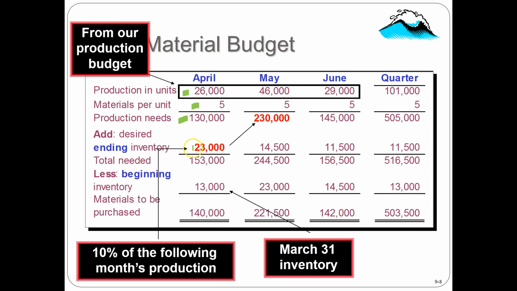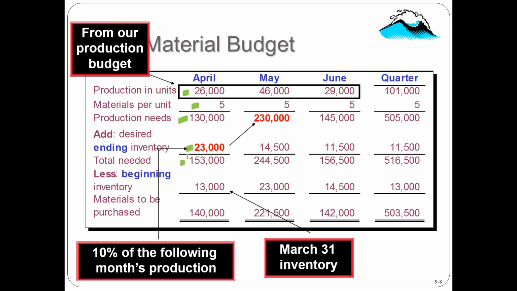But we also want to have something in ending inventory. So this calculation here, 10% of the following month's production, is what we want in ending inventory because we want that cushion. Therefore, this number, the 130 plus the 23 being the 153, is the amount that we would have to purchase if we didn't have anything already in the warehouse in terms of material.